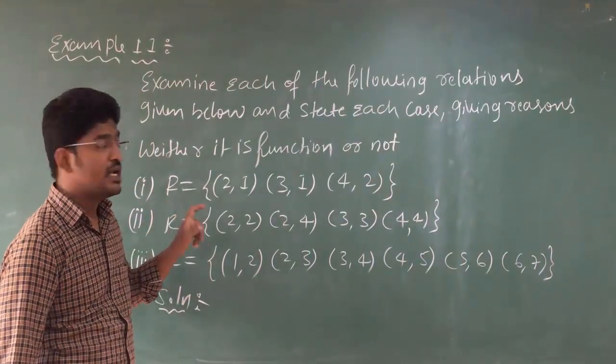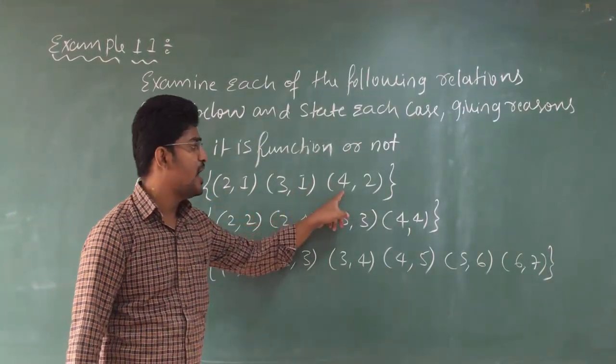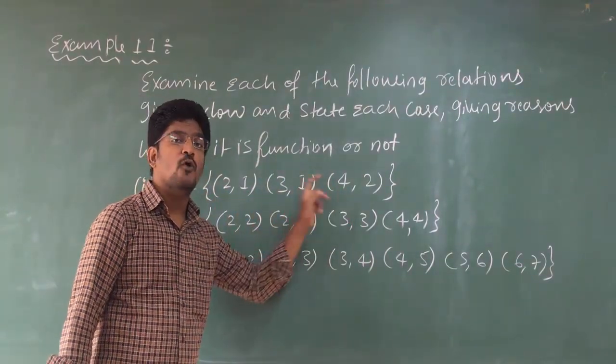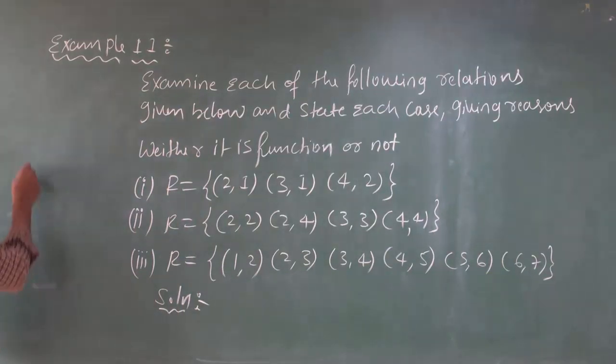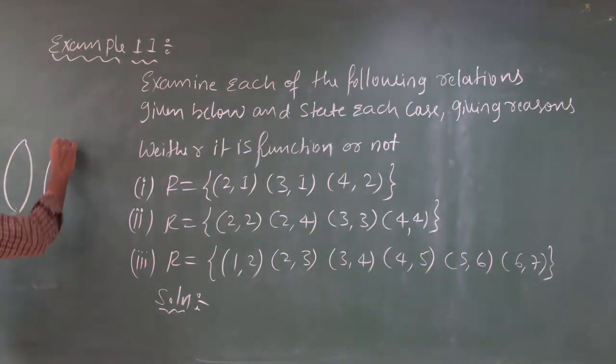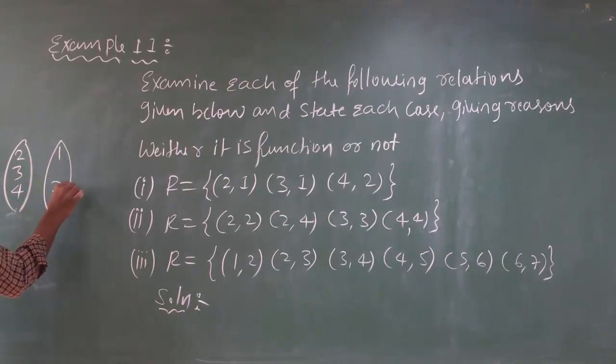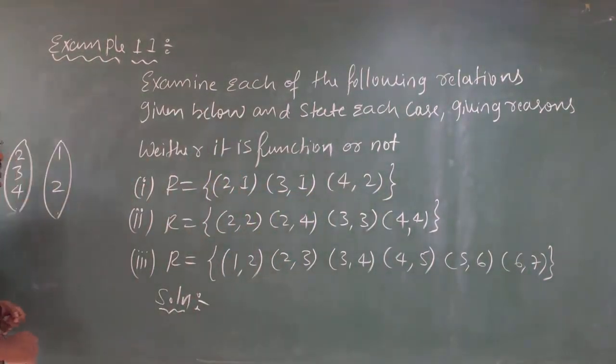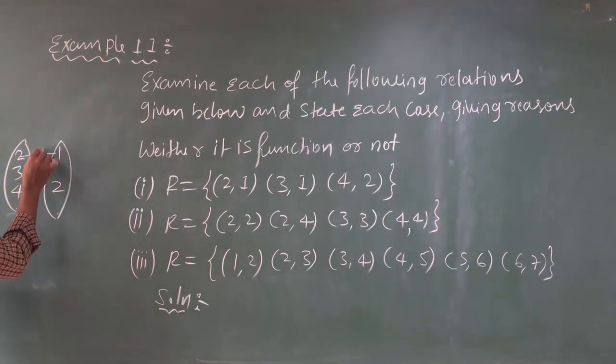what are the domain elements? 2, 3 and 4. Clear? So 2, 3 and 4 have the images as, see here, 2, 3, 4, 1, 2, because there are only two elements. So that's why I will write 1, 2. 2 maps to 1, 3 maps to 1, 4 maps to 2.